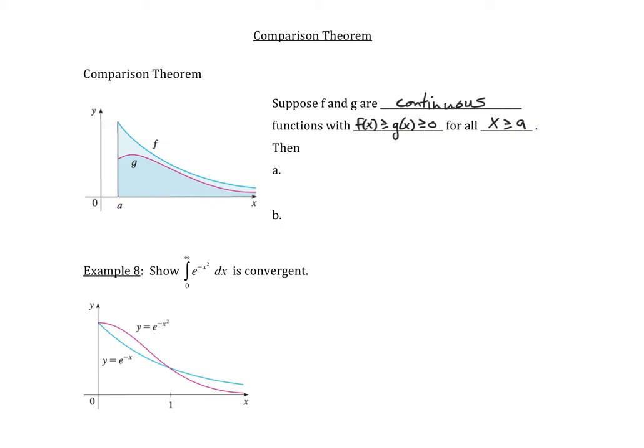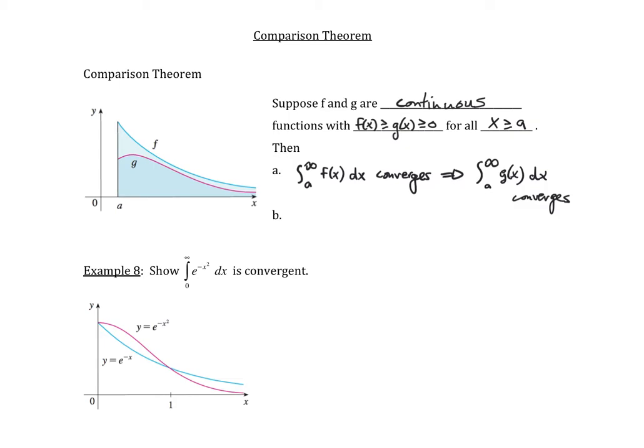Okay. So what the comparison theorem does is it relates the convergence of one integral, f, with the convergence of another integral, g. So let's say that the integral from a to infinity of f of x dx converges. Then this is going to imply that the integral from a to infinity of g of x dx also converges.